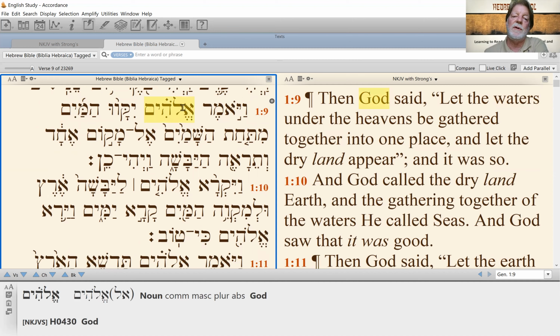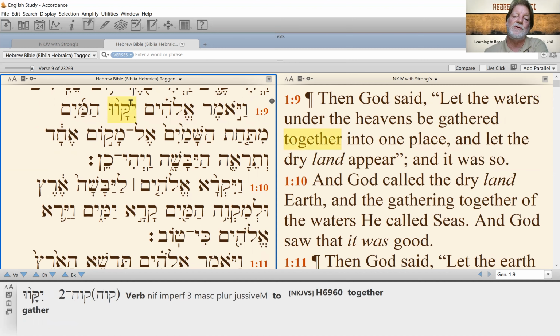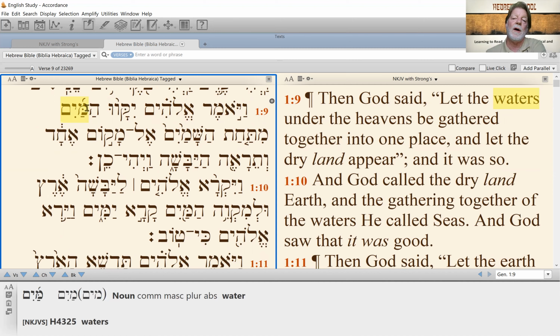Vayomer Elohim, and God said, yikavu. Kavu or kava is the Hebrew root word for gathering together, for a collection or a gathering. So God said, kavu, gather together, hamayim, the waters, mitahat, underneath, hashamayim, the heavens. And we've already said that the name that God gave to the rakia, the atmosphere or the covering over the earth, is the heavens, hashamayim. So we're talking about the waters that are under the rakia. So he gathered them together into oceans, into lakes, into rivers, and various sizes of bodies of water.